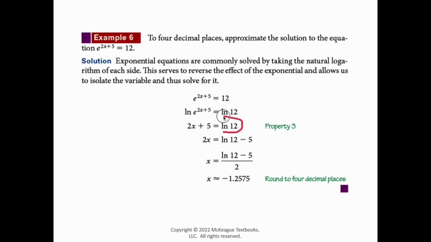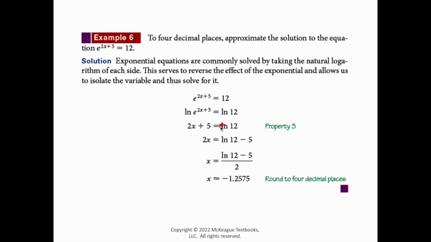Keep in mind that the natural log and 12 have to stay together. You can't divide by ln and cross them out. These two are stuck together. The natural log of 12 represents some value. We might not know what it is off the top of our head, but this represents an actual number.